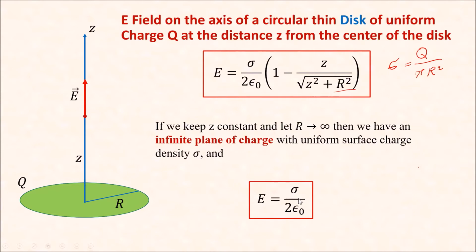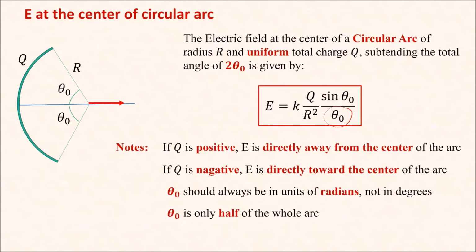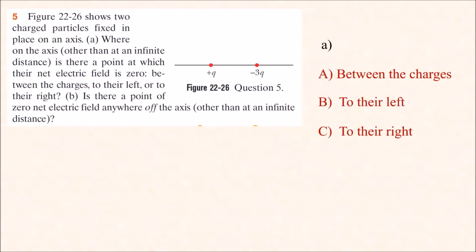We talked about the electric field of a circular arc of angle 2 theta naught at the center of curvature of the arc. The electric field is kQ over R squared times sine theta naught divided by theta naught. Pay attention to the fact that this theta naught is half of the whole arc, not the whole arc. This is where we left off.